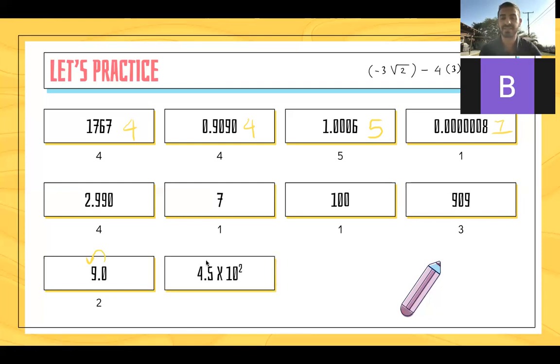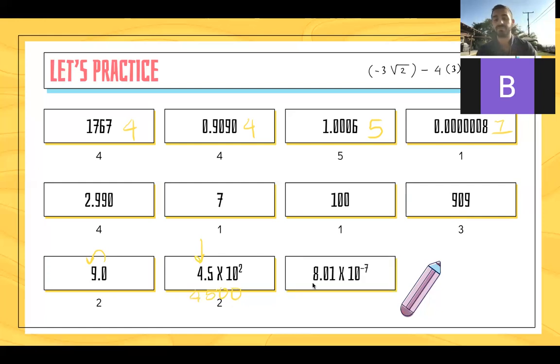4.5 times 10 to the second. Okay, if we were to write this out, it would be 4,500. These two are the exact same numbers. We have 2 non-zero numbers, so it's at least 2 significant figures, and we have two trailing zeros, which are not significant. So anytime you have something in scientific notation, all you have to do is look at the first 2 numbers, and that will give you the number of significant figures. This one has 2.